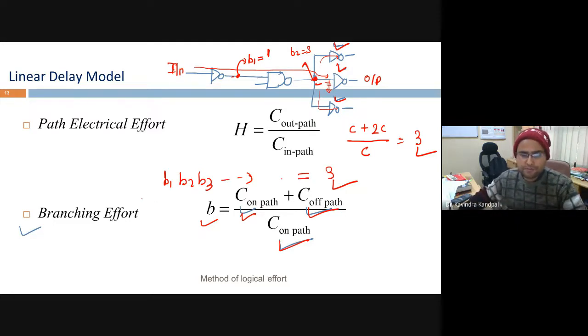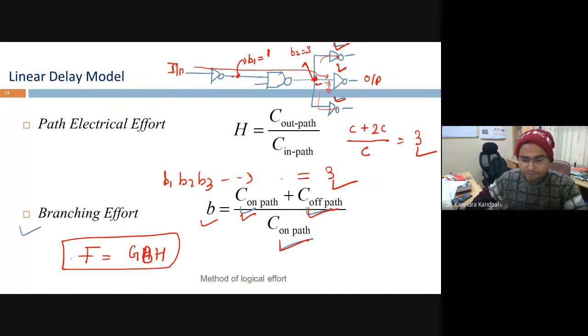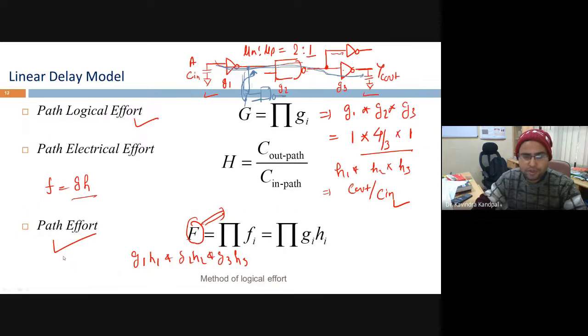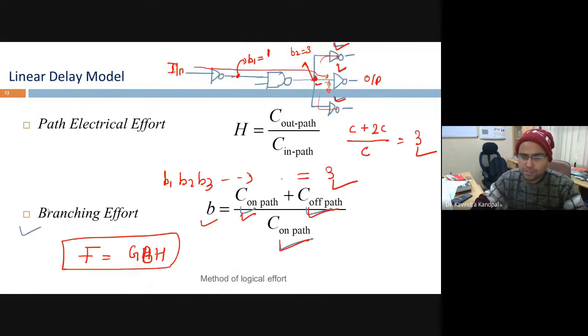Understood so far? So if someone asks you what is the effort of a path, you can say F is not simply G into H, but it is G into H into B, or you say G B into H. This is your path effort. If someone asks you what is the path effort of a chain, this capital F happens to be G into B into H. Okay? This is the one.